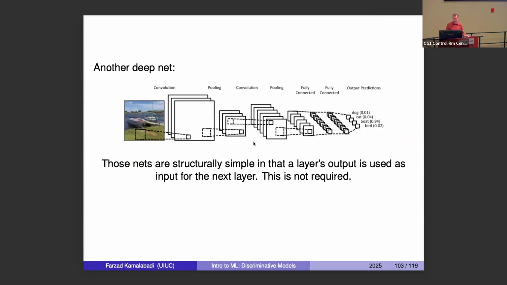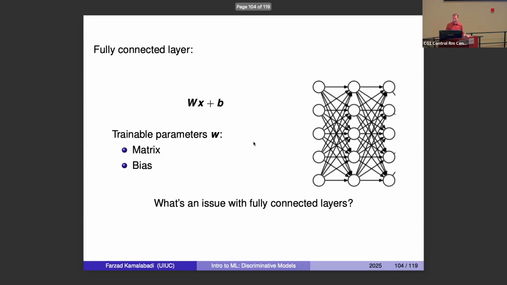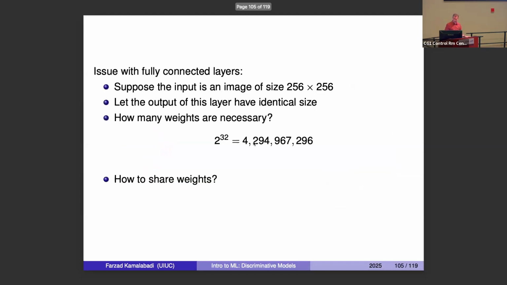Here's another deep net showing the same type of idea, whose structure is simple in that a layer's output is used as the input for the next layer. This is an example of a fully connected layer, which I used to show you the machinery for backpropagation. So what are the trainable parameters in this? The W's are essentially these biases and that matrix.